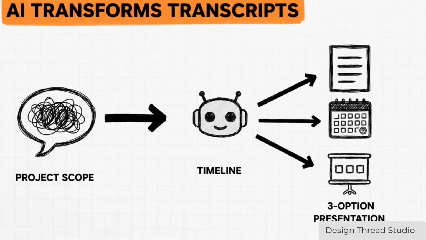So, when do you actually use this? Well, anytime you need the AI to wear a different hat, to act like a project manager or a copywriter or an assistant. For instance, you could feed it the messy transcript from a client kickoff call and just ask it to turn that into a full project scope, a detailed timeline, and even an outline for your presentation. I mean, think about that. That's hours of work done in minutes.